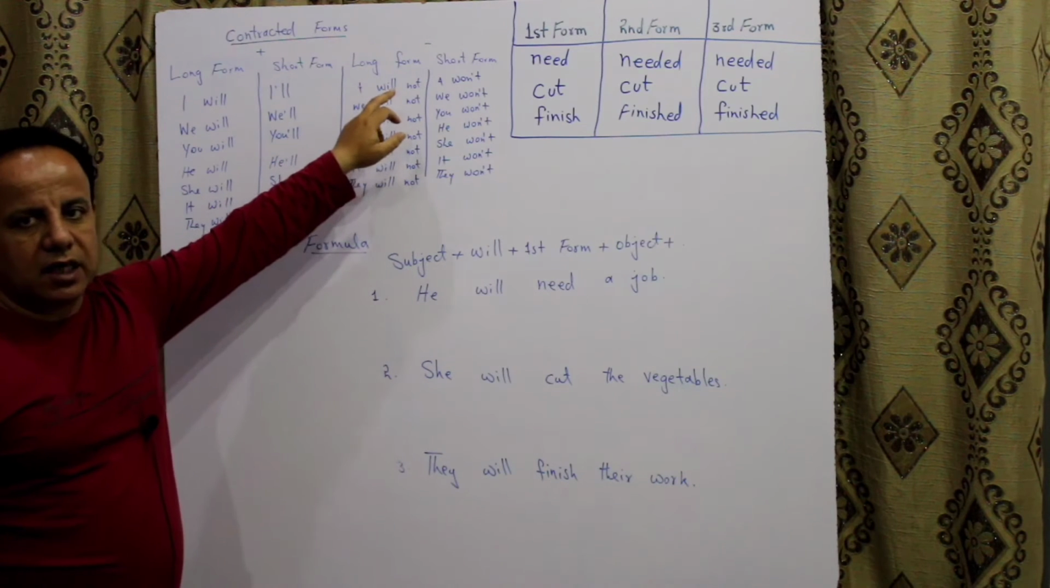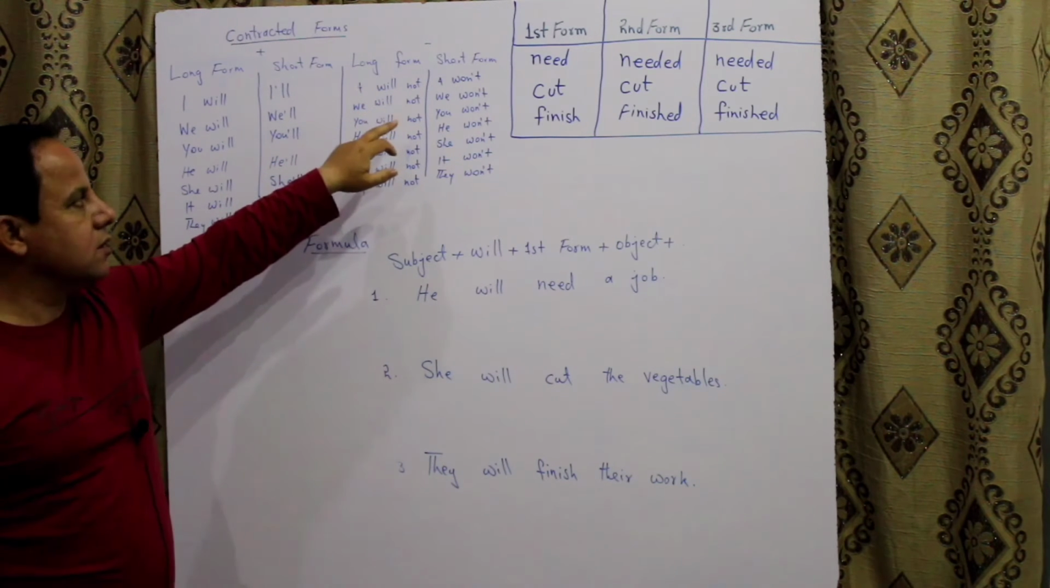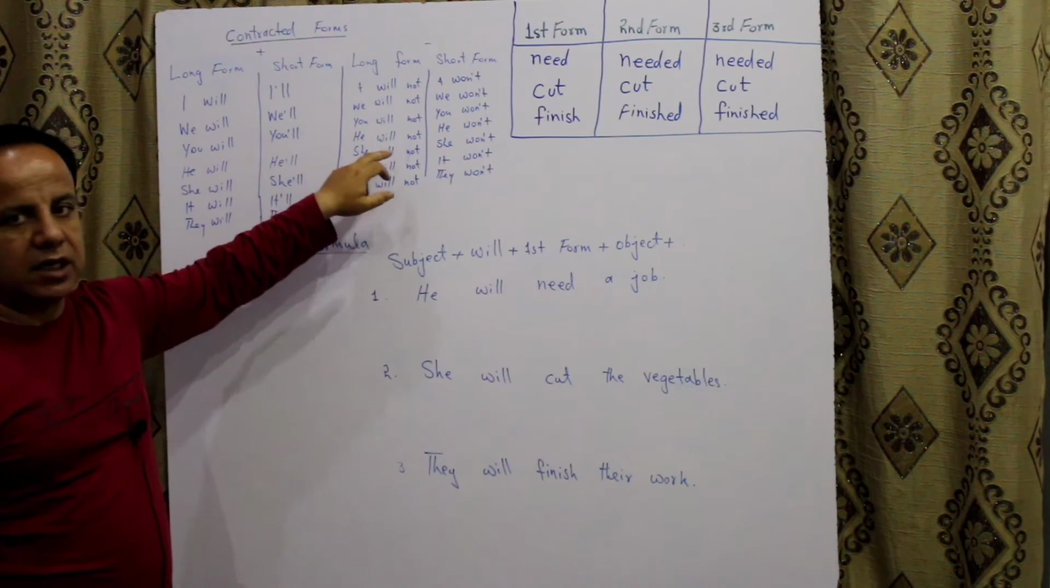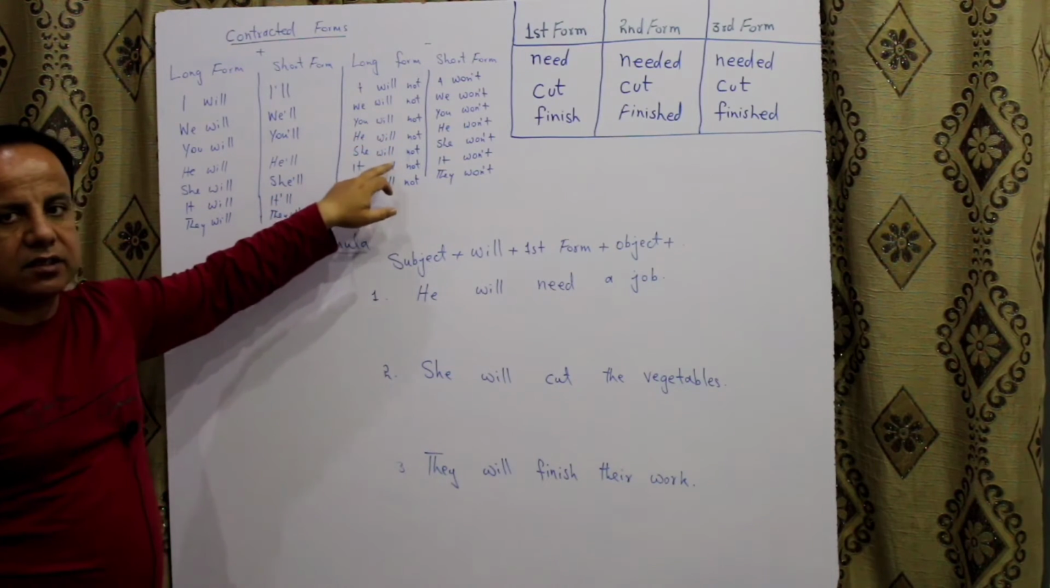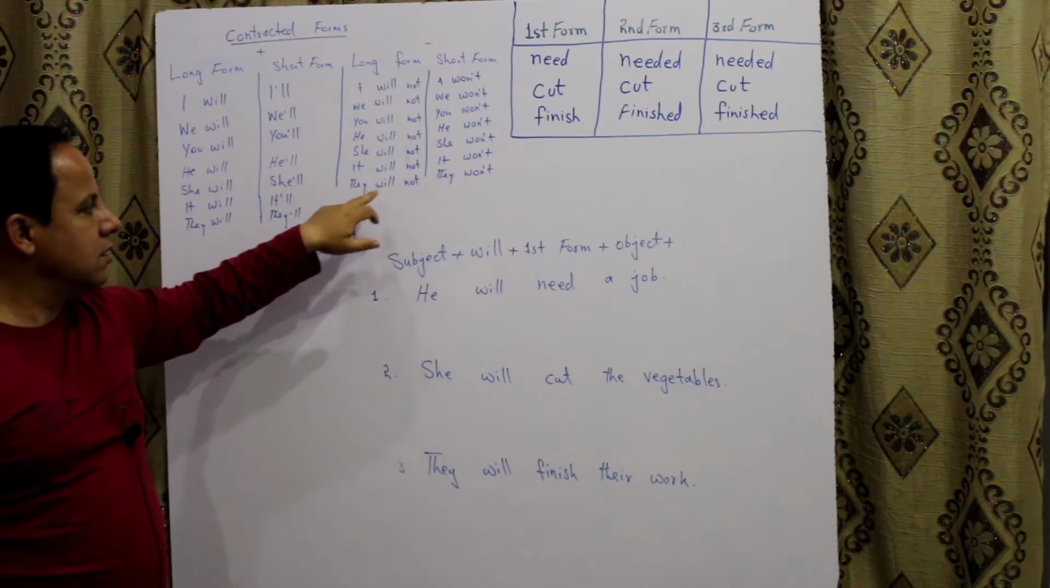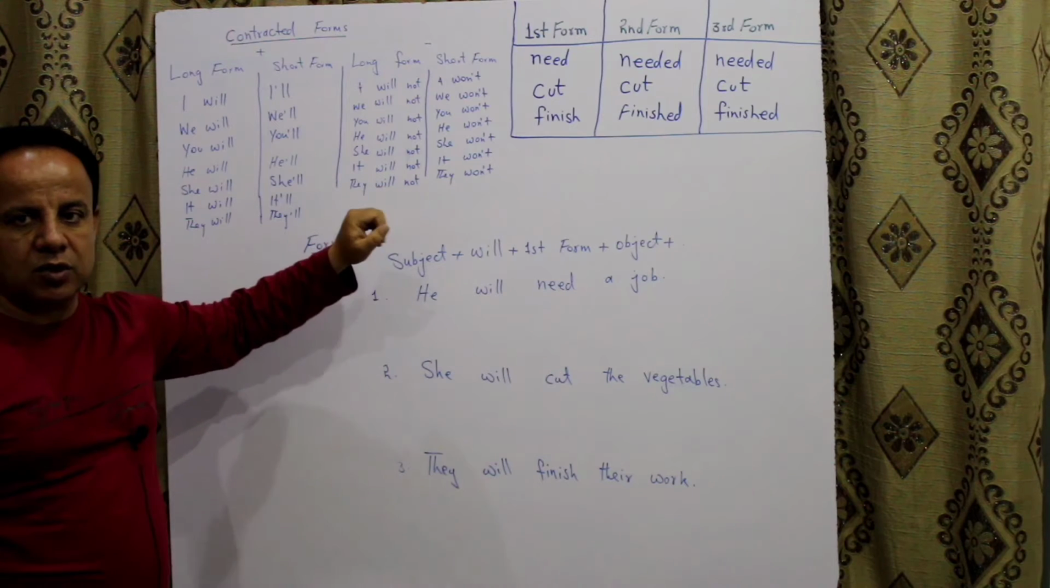Now let's go and talk about the negative. I will not, I won't. We will not, we won't. You will not, you won't. He will not, he won't. She will not, she won't. It will not, it won't. They will not, they won't.